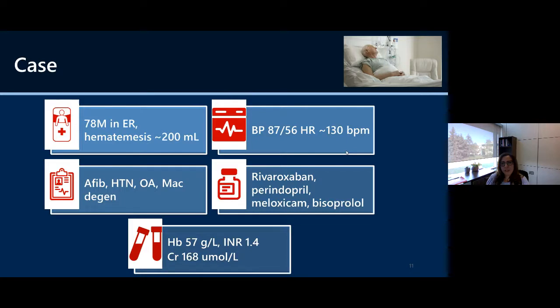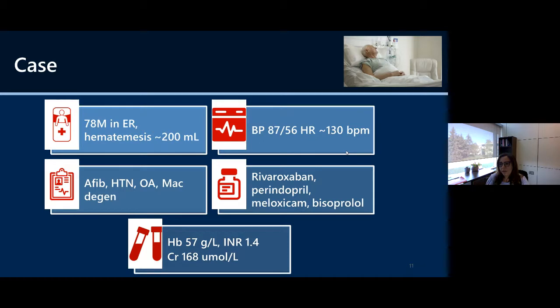So I wanted to present a case because this is, I think, familiar to folks in cardiology and certainly in the thrombosis service. This is a fictional case, but it's a typical male patient who shows up to the emergency department with large volume hematemesis, and he's hypotensive and tachycardic. He has atrial fibrillation, and he receives rivaroxaban for that. And he's also on meloxicam PRN, as you can see on the slide.